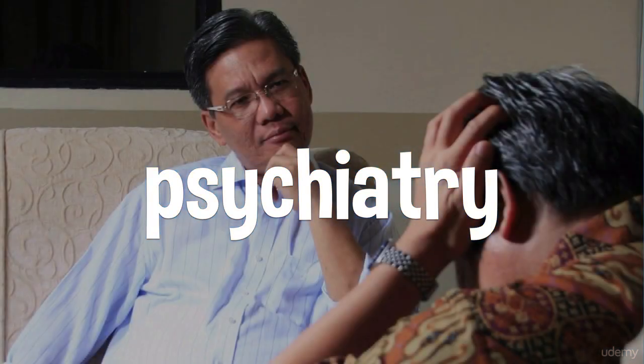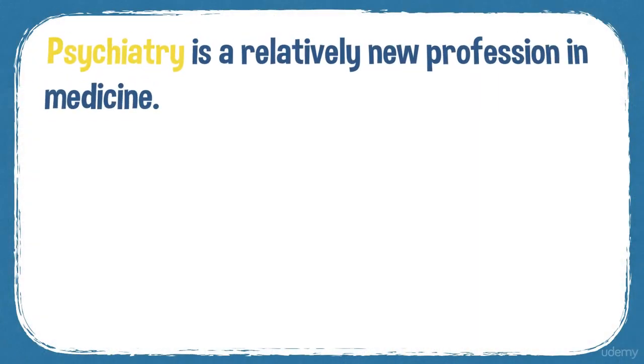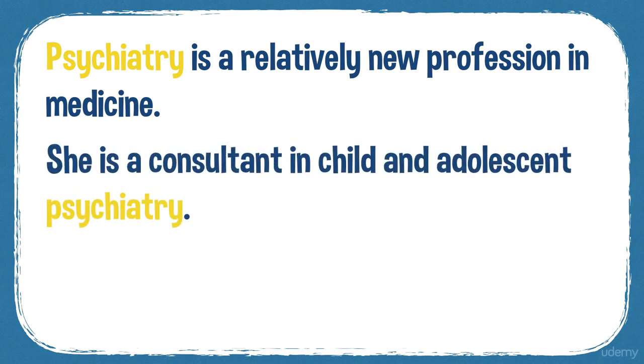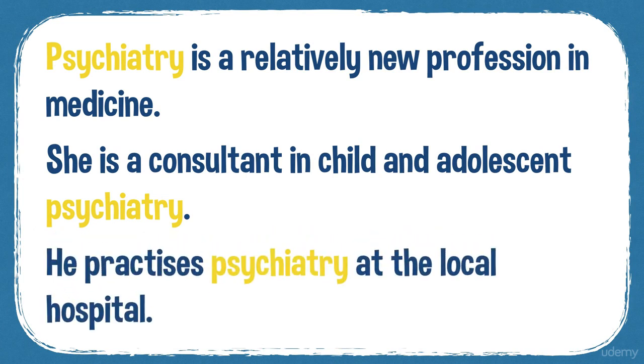Here's a type of specialism, psychiatry. And this is a branch of medicine concerned with the treatment of mental illness. So here you have a psychiatrist with a very sad or depressed patient who needs psychiatry. So psychiatry is a relatively new profession in medicine. She is a consultant in child and adolescent psychiatry. He practices psychiatry at the local hospital.